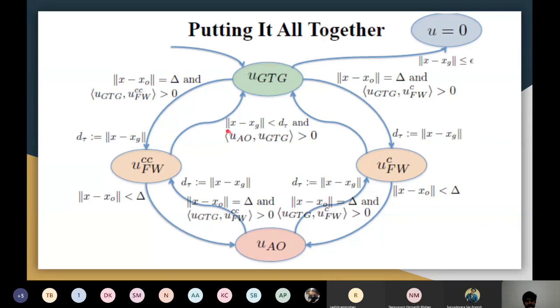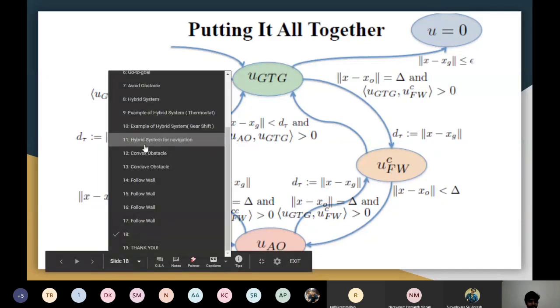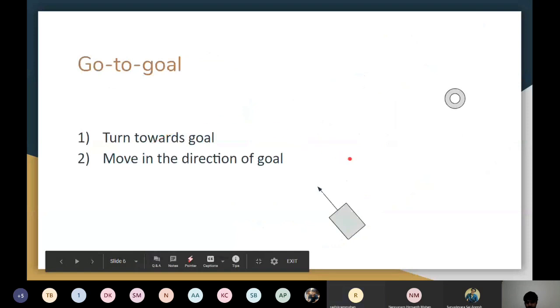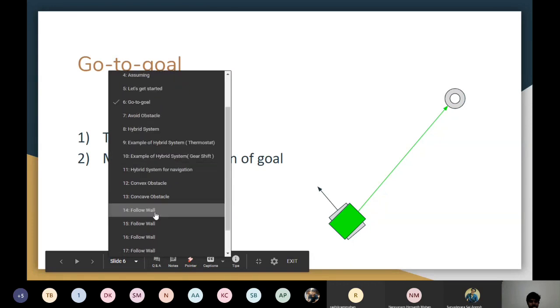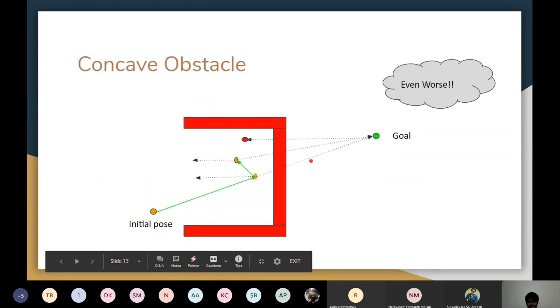And what I mean over here is that this particular thing, U go to goal, has a direction, as I've been showing you through those arrow marks. So over here you can see the U go to goal behavior has a direction. And at the same time, my U avoid obstacle also has a direction. So that is what I'm trying to do over there.